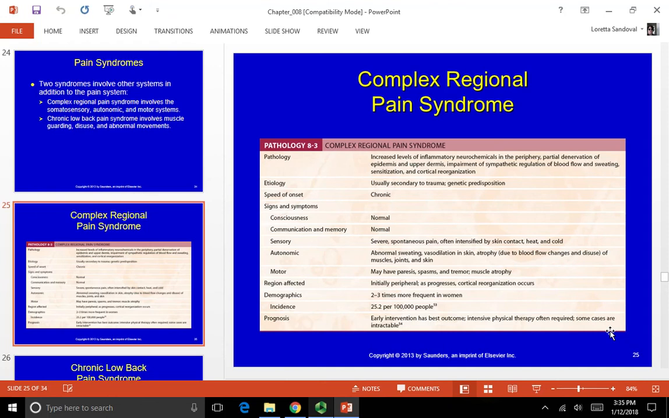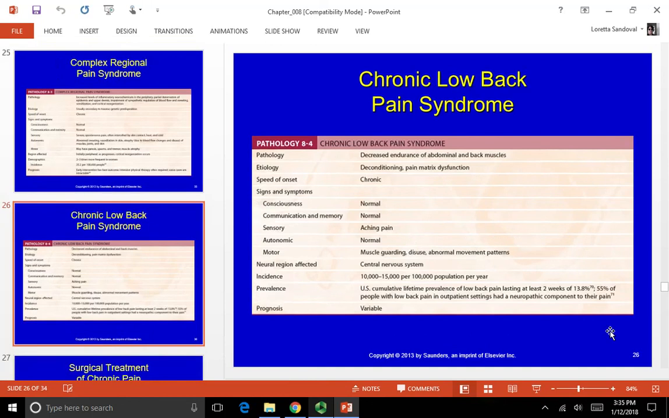There are some medical drug treatments for complex regional pain syndrome that they talk about in the book. Sometimes electrical stim. The things that I've done with the few people I've seen with it have been desensitization and aquatic therapy, really useful for that. Chronic low back pain syndrome.